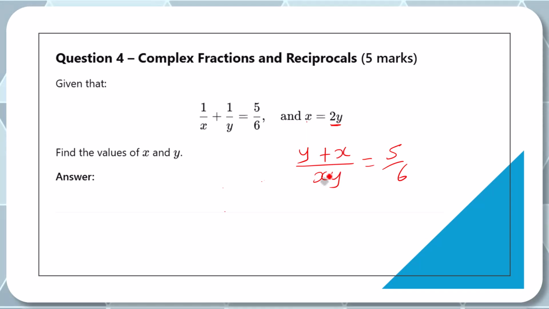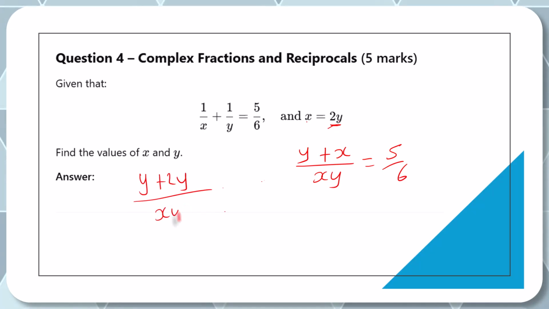Because now I've got x and I've got y, I don't know anything. But let me do something at this stage. I want to try and make, where x is, I want to put 2y at the top. That's going to be method 1. So y plus 2y at the top. And then I could just keep this one first for a minute, and that will be 5 over 6. Now the top is y plus 2y, which is 3y over xy is 5 over 6.